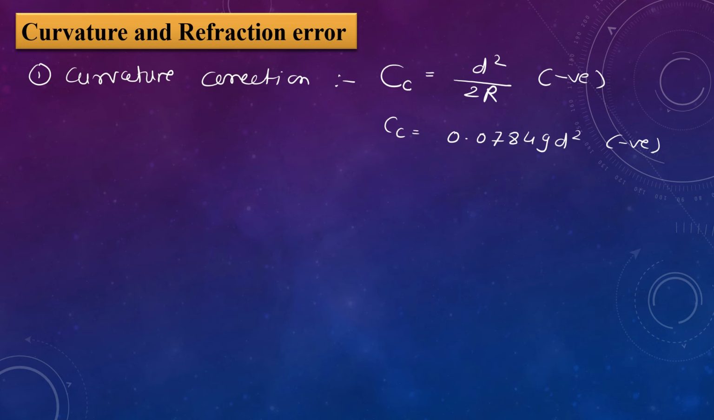Here in d square, put d in meters. Then next, put d in kilometers, not in meters, kilometers.